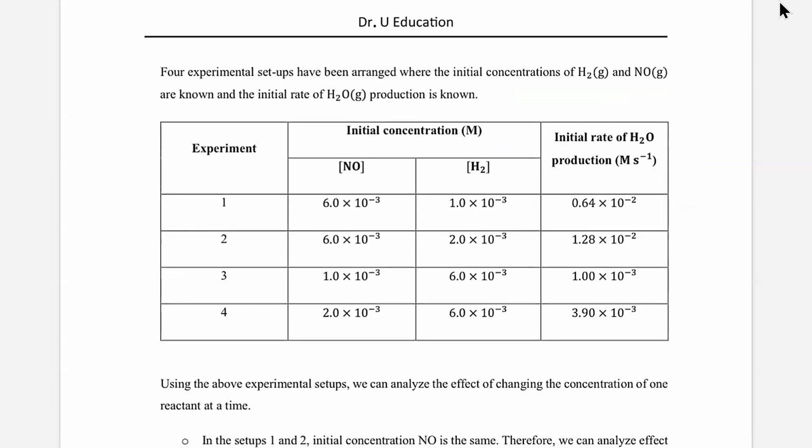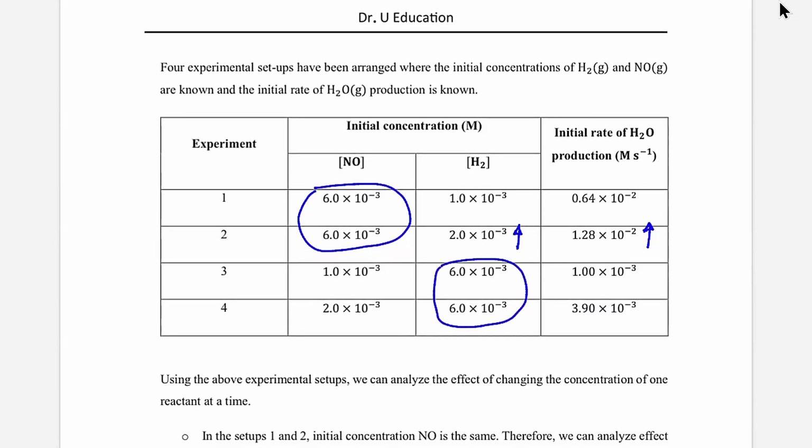Okay, anyway. If you look into this experiment, in the first two experiments, this part is constant, but you are changing the H2 concentration. When you increase the H2 concentration, you can see the rate of H2O production has increased, right? Looking at the third and the fourth one, H2 concentration is the same, but you are increasing the NO concentration. When you increase the NO concentration, you can see on the right hand side, H2O concentration also increased.